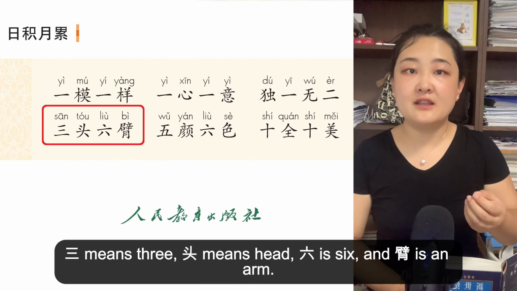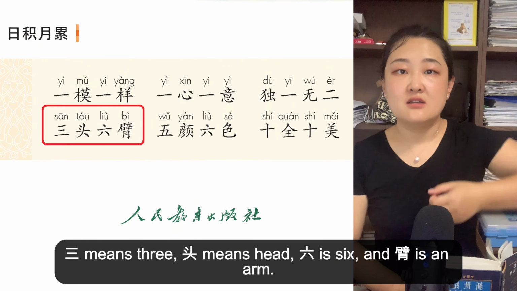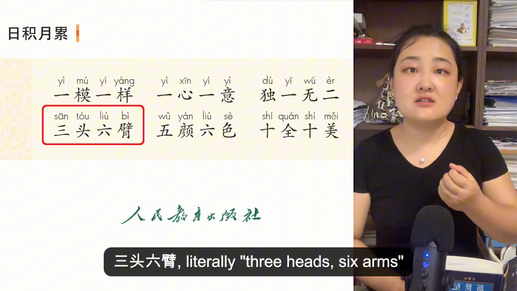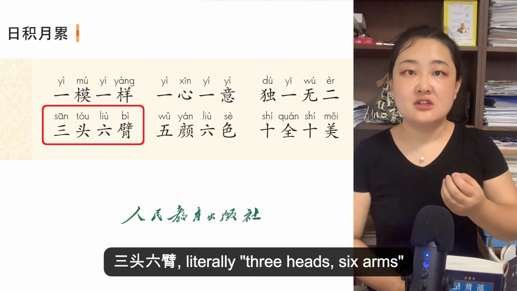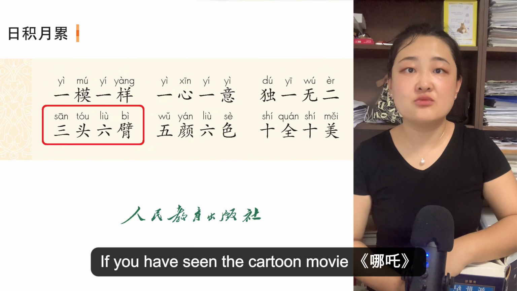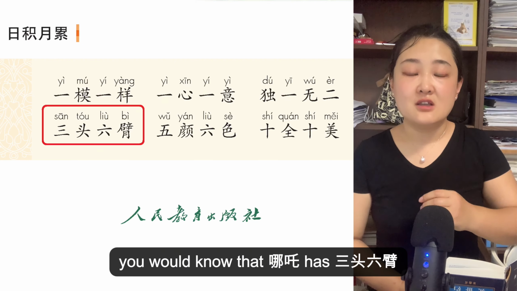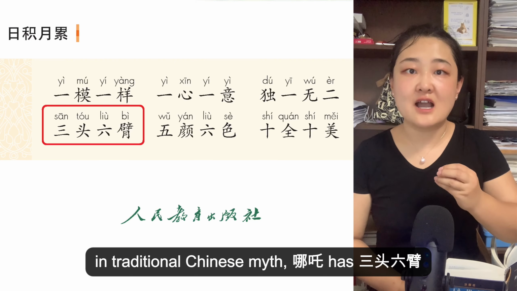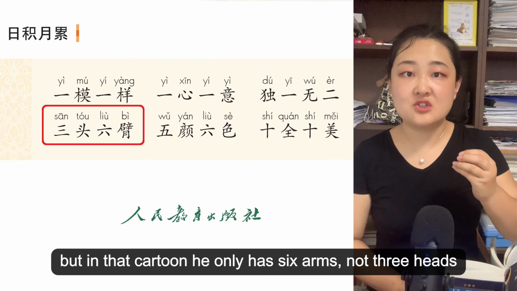三 means three, 头 means head, 六 is six, and 臂 is an arm. 三头六臂 literally means three heads, six arms. Who has 三头六臂? If you have seen the cartoon movie 哪吒, you will know that 哪吒 has 三头六臂. In traditional Chinese myth, 哪吒 has 三头六臂, but in that cartoon, he only has six arms, not three heads.